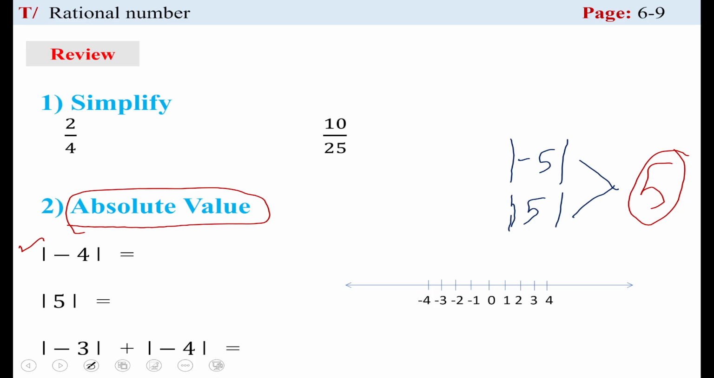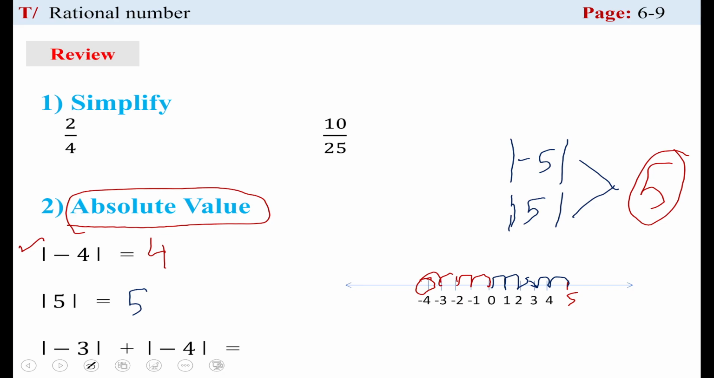Question 1, absolute value of negative 4. Here is the negative 4. It means how many units away from 0? 1, 2, 3, 4. So the answer is 4. The absolute value of 5, here is positive 5. How many units away from 0? 1, 2, 3, 4, 5. The answer: the absolute value of 5 is 5.